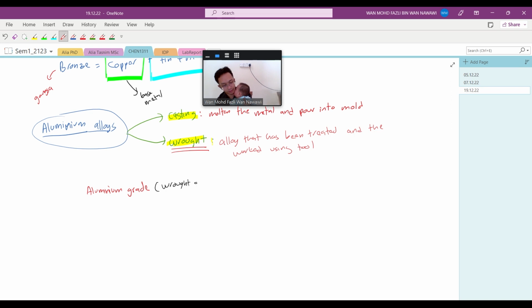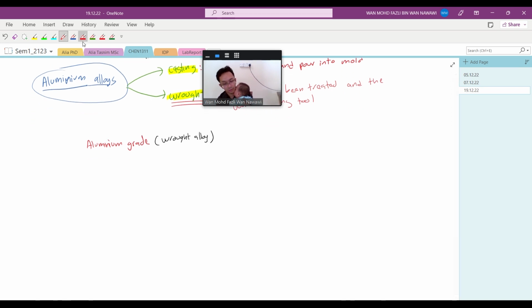Wrought alloy, meaning that the aluminium has been worked, not casting. For example, when you try to buy aluminium in the factory, they ask you what is the grade or specification that you want. Normally aluminium grades can be divided into 7 to 8 grades.